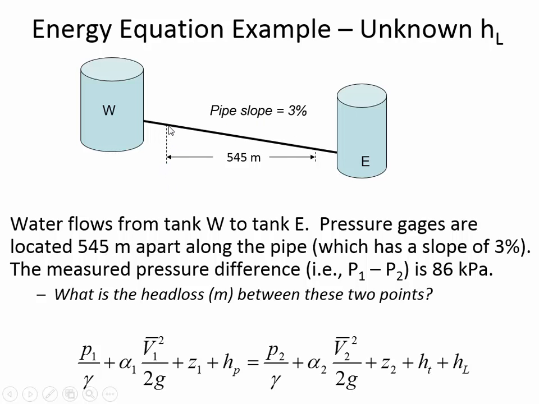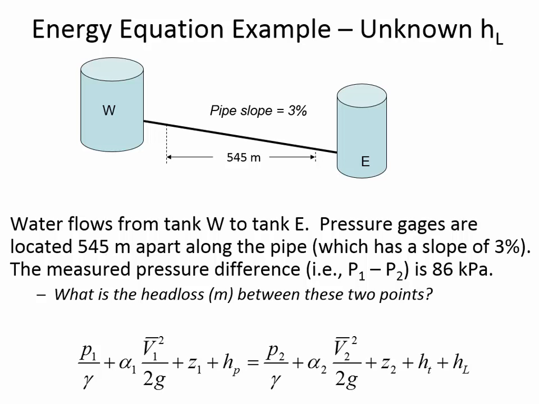So there's 2 points of interest that are 545 meters apart, and we have measured the pressure difference between those 2 points. 86 kilopascals. Now, the pressure difference is going to be due to two factors. Now that we're talking about the energy equation, we don't have to ignore energy losses anymore. The effect of pipe friction reducing pressure. But pressure is also going to be different because of the elevation difference. And so, with the energy equation, we're going to try and resolve the mystery here and find out what's the head loss between the 2 points.